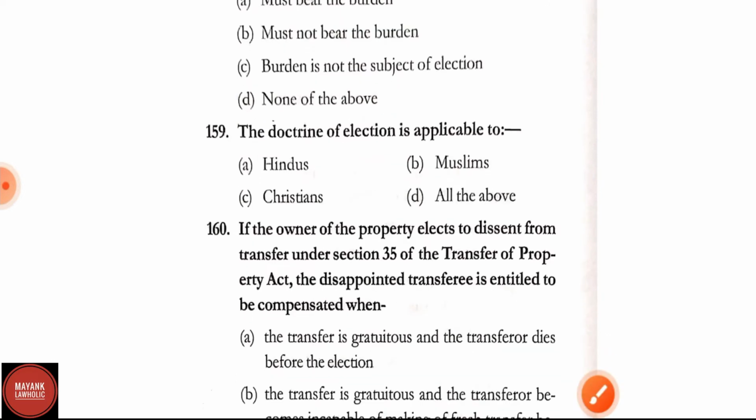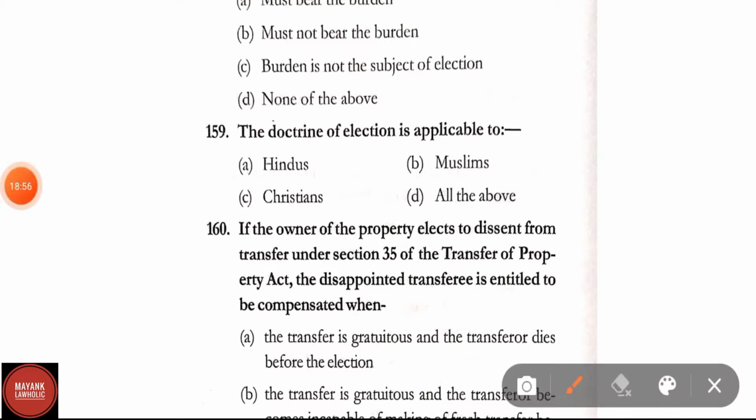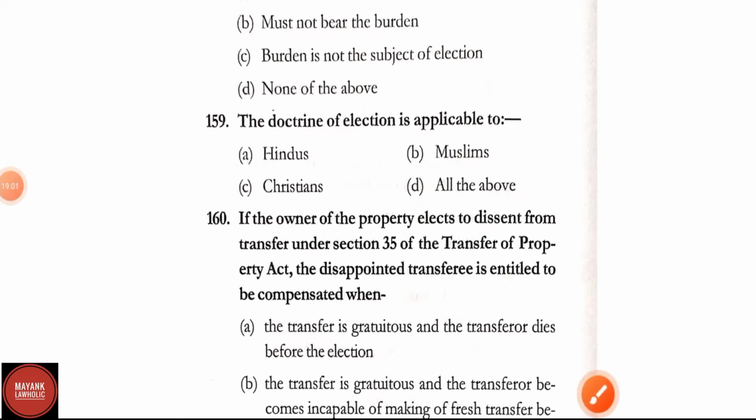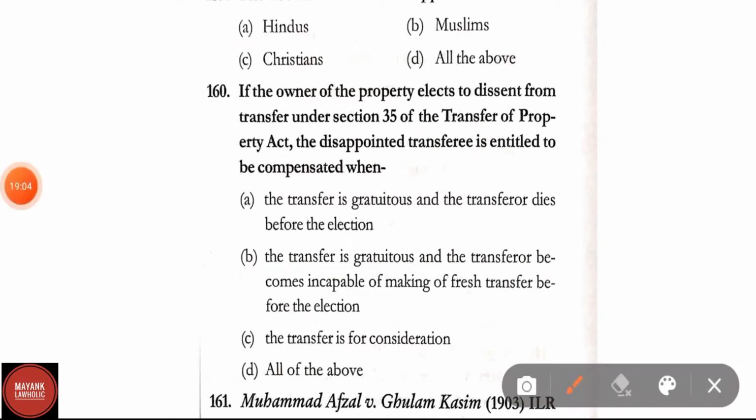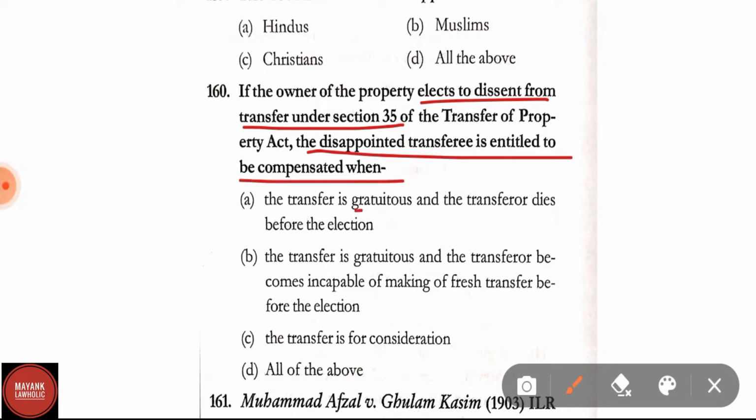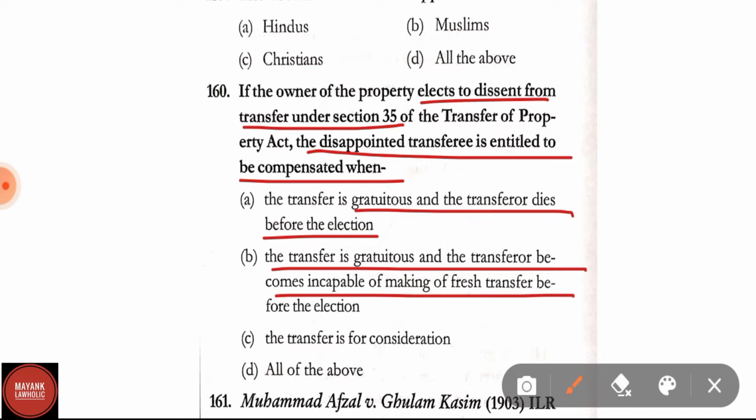Question number 159. The doctrine of election is applicable to Hindus, Muslims, Christians, all of the above. Correct answer is option D, that is all of the above. Question number 160. If the owner of the property elects to dissent from the transfer under section 35 of TPA, the disappointed transferee is entitled to be compensated when the transfer is gratuitous and the transferor dies before the election. The transfer is gratuitous and the transferor becomes incapable of making fresh transfer before election. The transfer is for consideration. All of the above. Here correct answer is option D, that is all of the above.